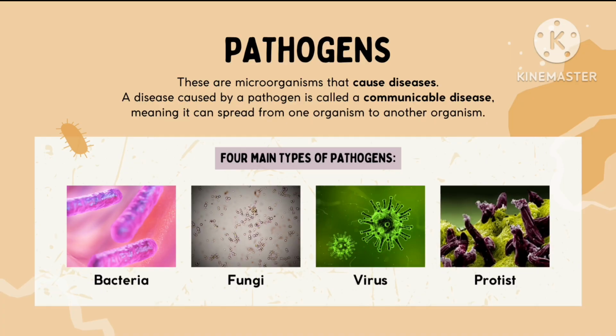Pathogens. These are microorganisms that cause diseases. A disease caused by a pathogen is called a communicable disease, meaning it can be spread from one organism to another organism. Four main types of pathogens: bacteria, fungi, virus, and protists.